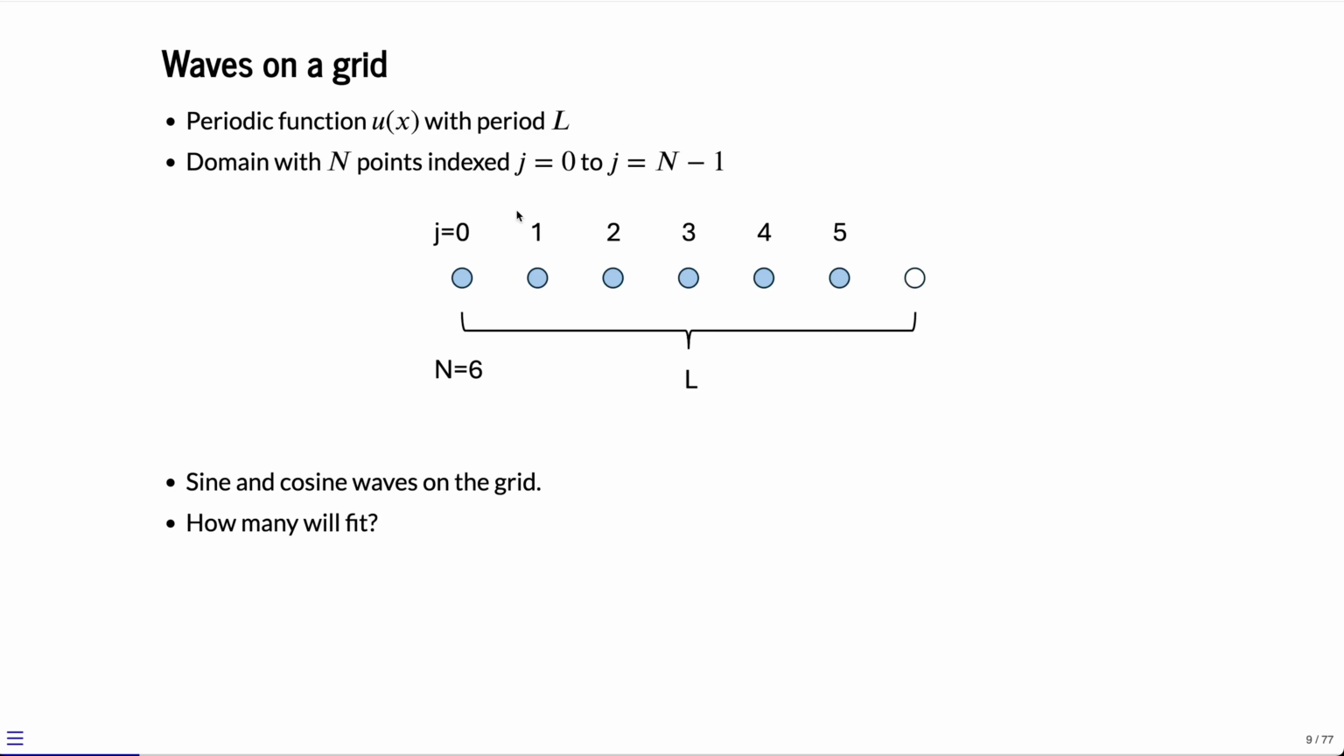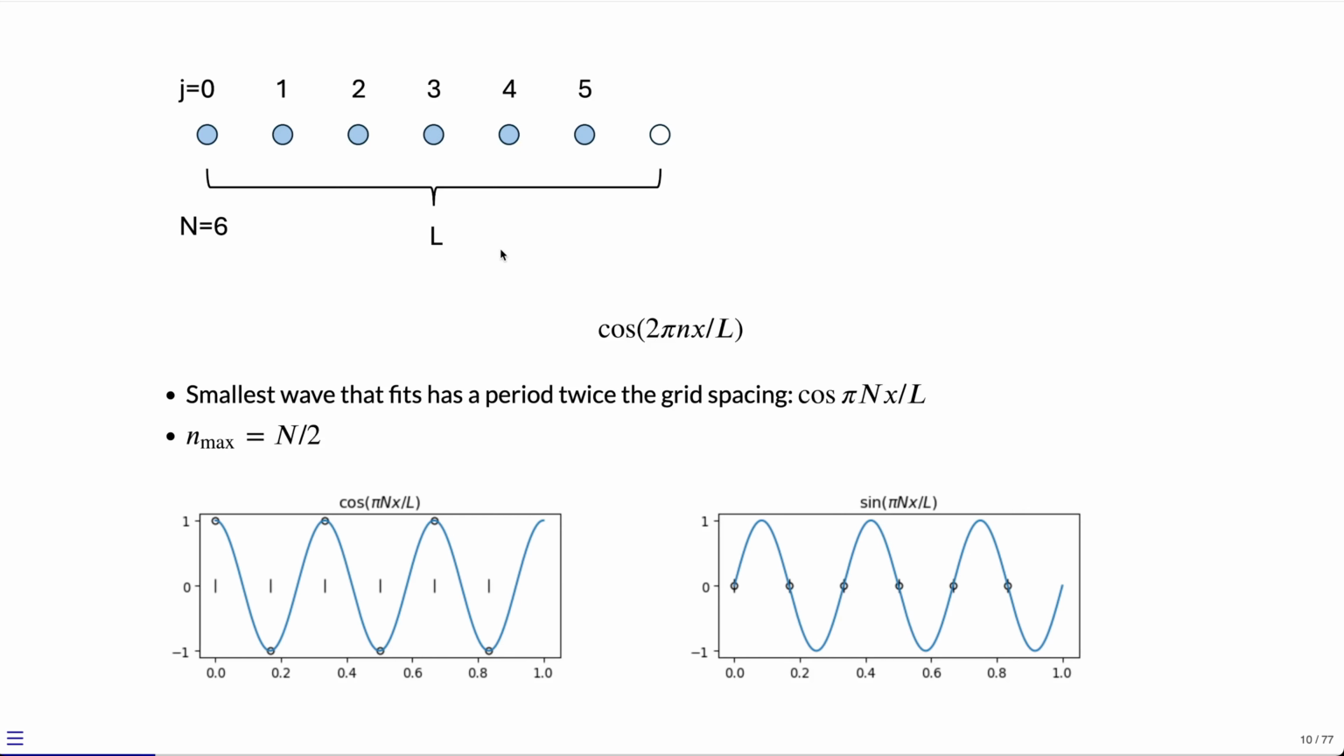So we have sines and cosines, and we want to know how they fit on this grid. So if we look at cosine(2πnx/L), then when n is 1, x is going to range from 0 to L, and when x is 0, cosine of 0 is 1, and when x is L and n is 1, we have cosine of 2π, which is also 1, and we end up with a single period. So we go from 1 up here to 1, and that would happen on the whole domain.